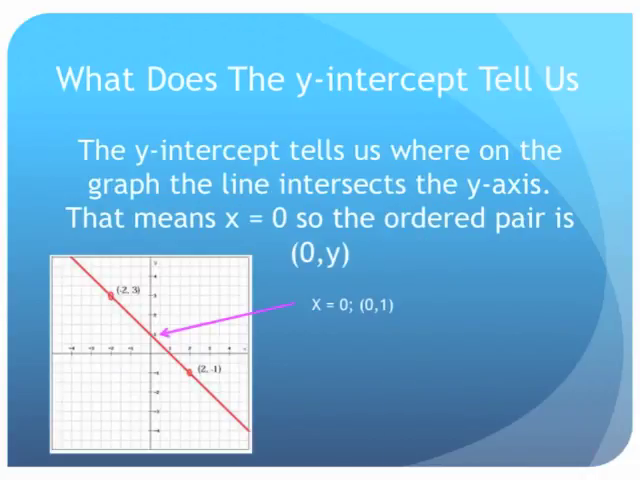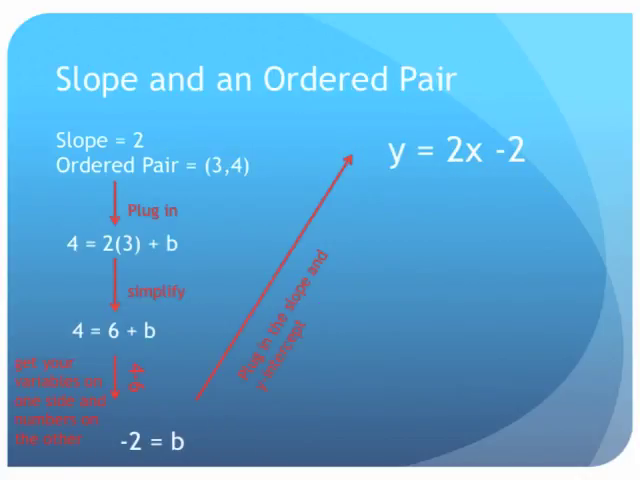The y-intercept tells us where on the graph the line intersects the y-axis. This means that x will equal 0 at that point. So, the ordered pair is 0, the y value, depending on what it is. The arrow is pointing to where on this particular graph it intersects.